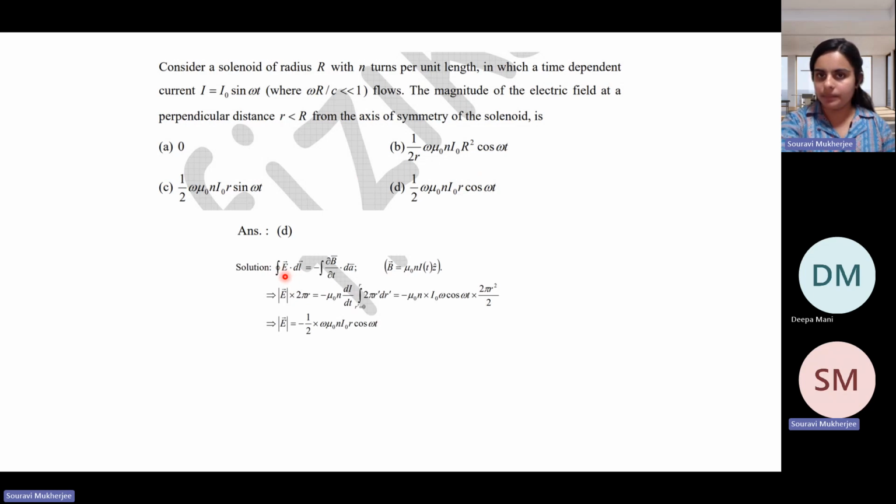What do you want to find? You want to find E, right? So you use this relation. It is analogous to Ampere's law.